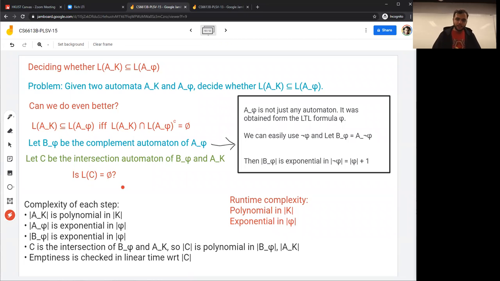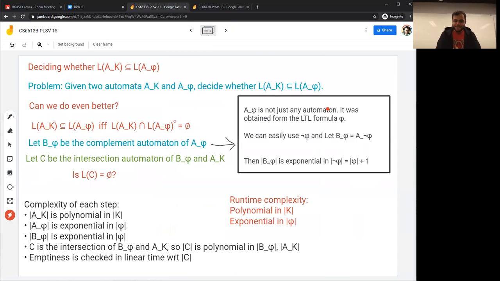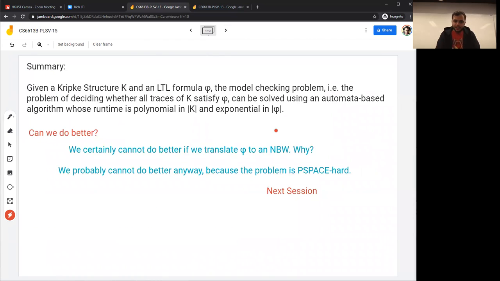Okay. Now, can we do even better? This is the theme of this whole session. We have one problem and we just want to keep doing better and better. Yeah, but then this probably wouldn't work for all formulas, right? Actually, I'm going to say that we cannot do much better, probably.